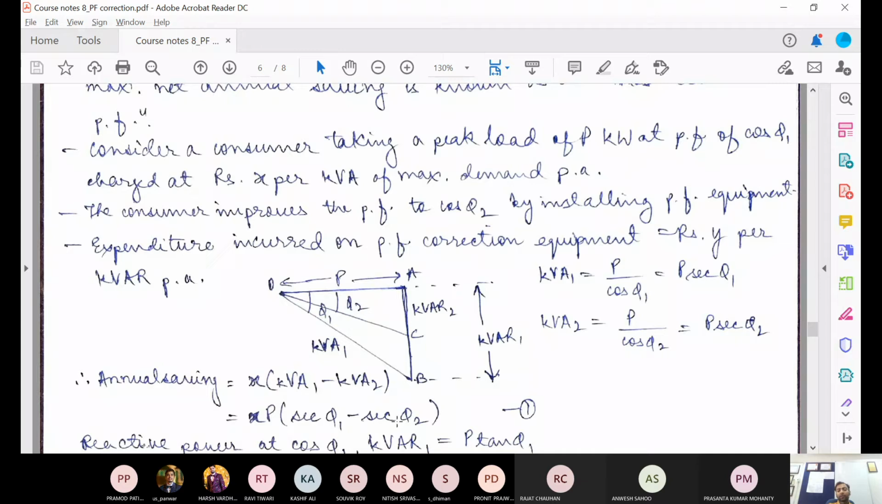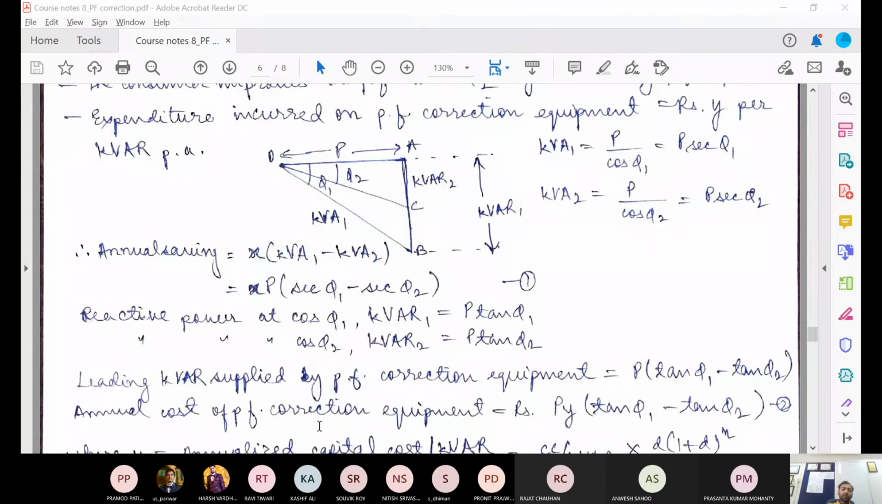But ultimately, the final expression is in terms of rupees, or the monetary amount. Because kVA 1 minus kVA 2 is the apparent power saving. But once you multiply it with x, where x is rupees per kVA, this becomes the total monetary value which you are saving. And we achieved this saving by cutting down on the reactive power demand.